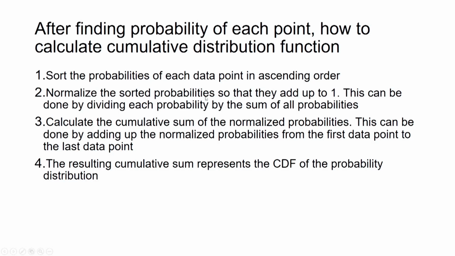Then normalize the sorted probabilities so that they add up to 1. We always normalize these probabilities because we want the sum of the probabilities to always be 1. This can be done by dividing each probability by the sum of all probabilities. Then we can calculate the cumulative sum of the normalized probabilities. The resulting cumulative sum represents the cumulative distribution function of the probability distribution. We will see one example where we perform all these steps.